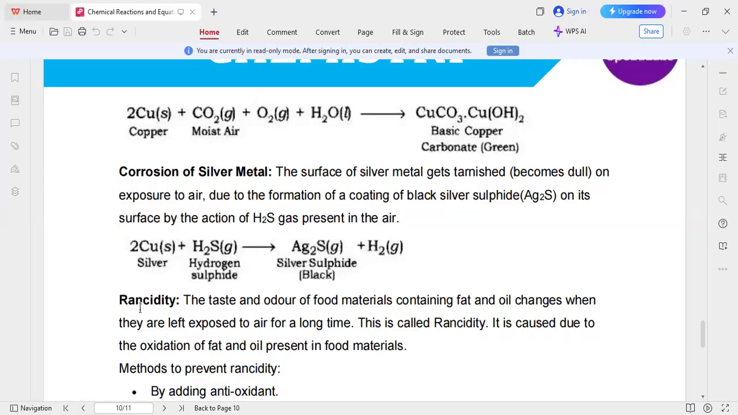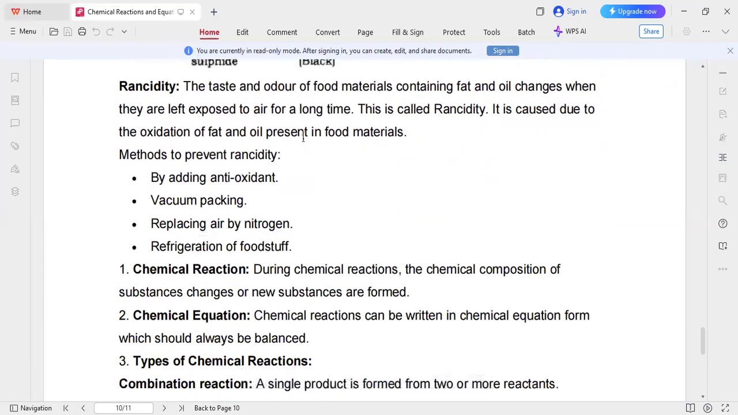Now let's talk about rancidity, children. Very, very important, rancidity. What happens? The taste and odor of food materials containing fat and oil change when they are left exposed to air for a long time. This is called rancidity. This is caused due to the oxidation of fat and oil present in food materials.